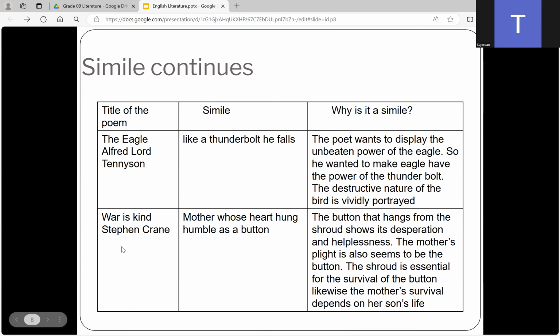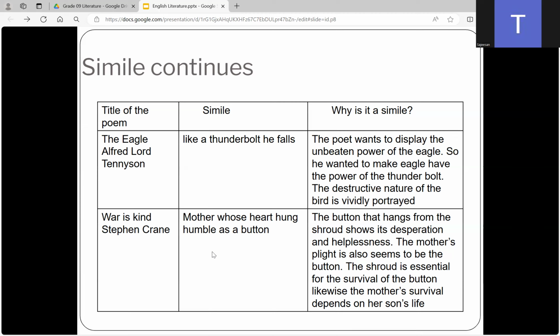In the poem War is Kind, written by Stephen Crane, here you can find an example: "mother whose heart hung humble as a button." The button that hangs from the shroud shows its desperation and helplessness. The mother's plight is also seen in the button.